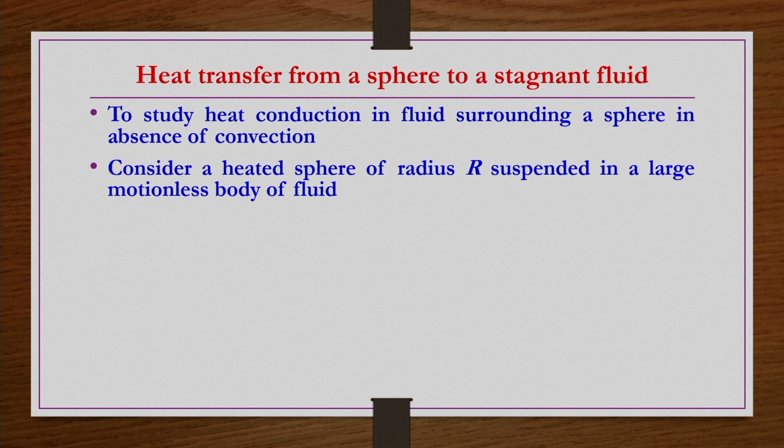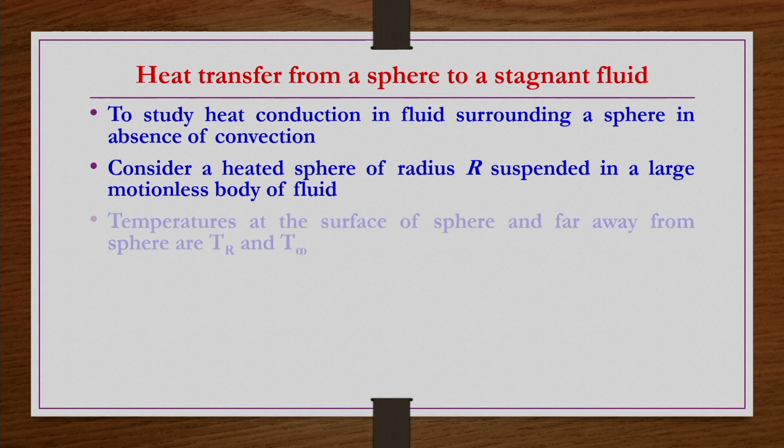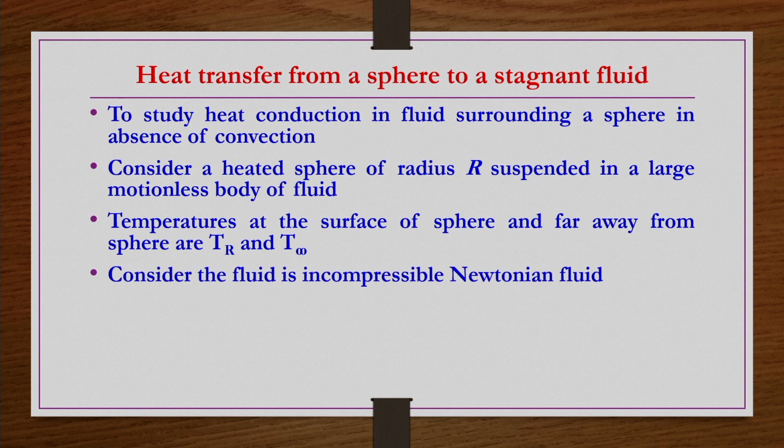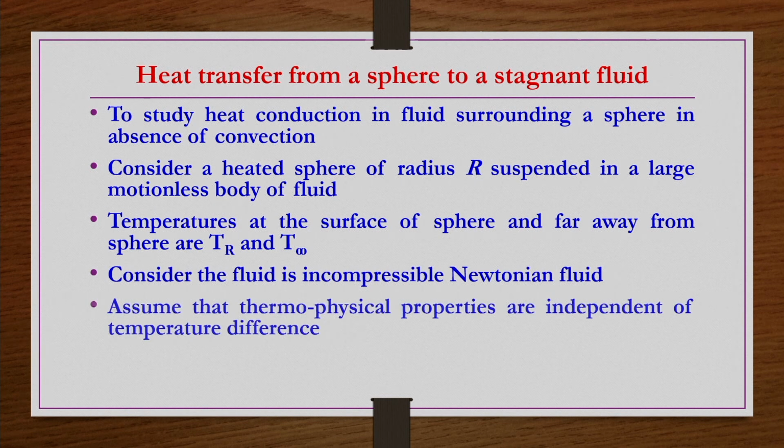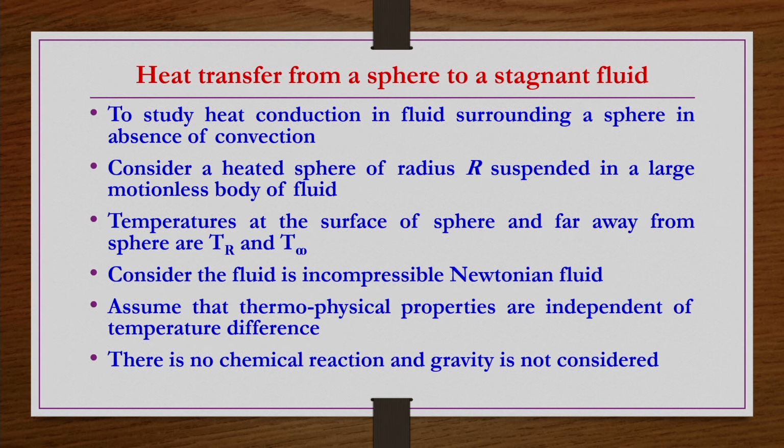So, consider a heated sphere of radius R suspended in a large motionless body of fluid. Temperatures at the surface of the sphere and far away from the sphere are T_R and T infinity respectively. Consider the fluid is an incompressible Newtonian liquid, and assume that thermophysical properties, that is Cp, rho, mu, etc., are independent of the temperature difference. So, they are not being affected by the difference T_R minus T infinity, and there is no chemical reaction and gravity is not considered in this problem.